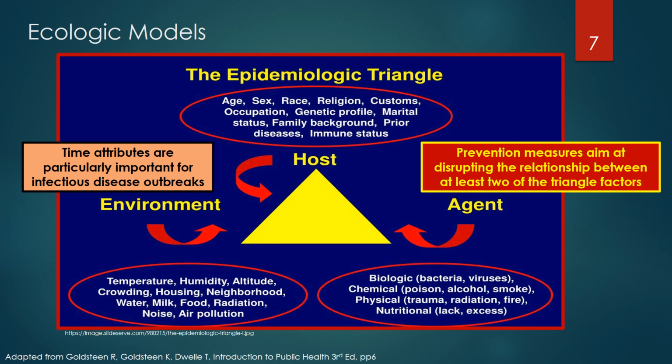The environment includes all the factors that influence transmission of the agent or susceptibility of the host, and could be aspects of the natural, built, or social environment, including policies. Time attributes are particularly important for infectious outbreaks and include the time between exposure to the agent and illness onset, the incubation period, the time period an infected host is contagious to others, the time it takes to recover from illness, and the time it takes for an outbreak in a population to resolve. Prevention measures aim at disrupting the relationship between at least two of the triangle factors: agent, host, and environment.